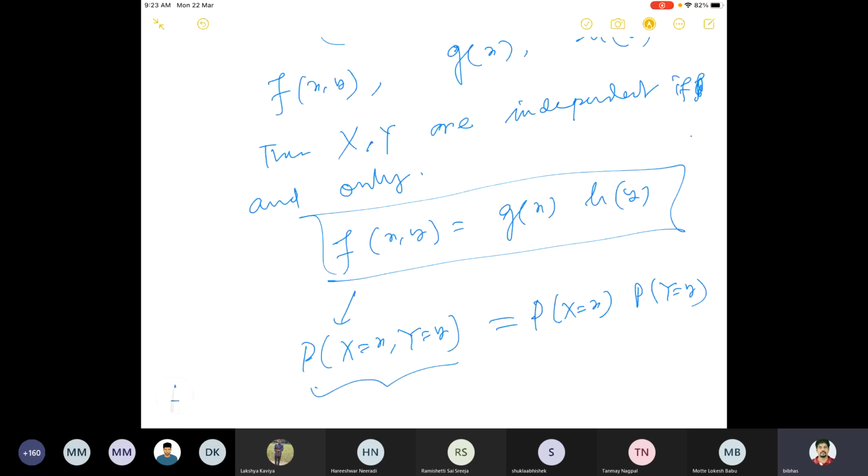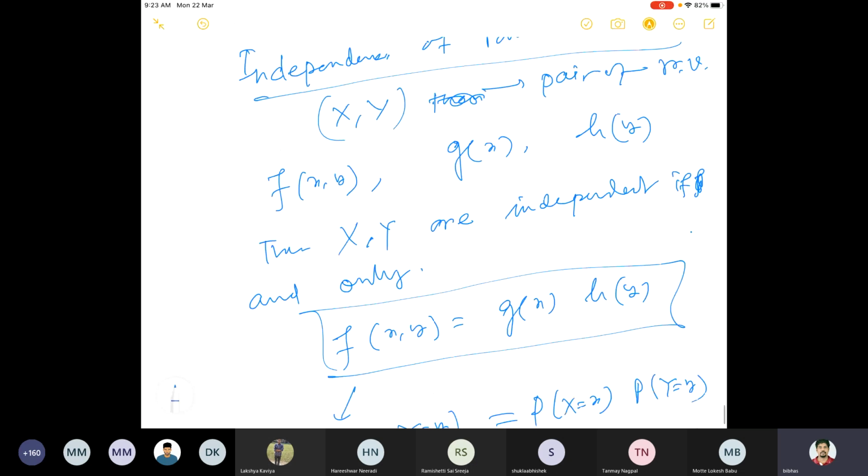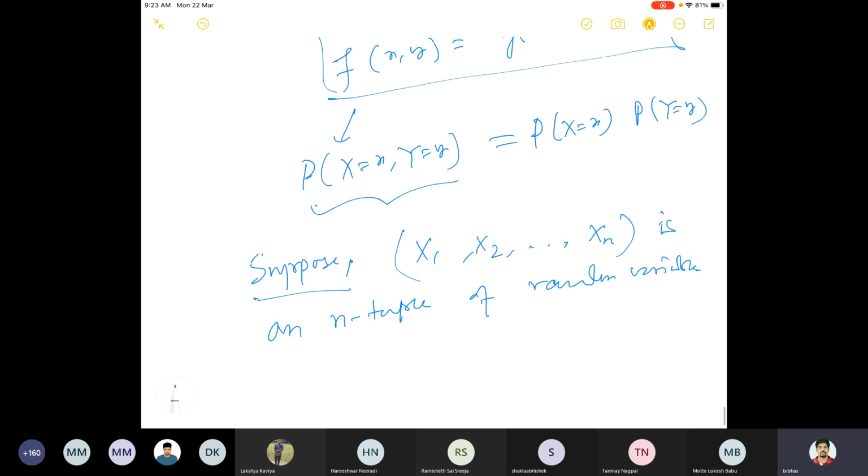We can actually extend this definition. Most of the concepts we have defined only for bivariate random variables, that means a pair of random variables. But this notion is very easy to extend, though it is not in the syllabus. Just to say how to extend this: suppose X1, X2, Xn, because if you do machine learning, you will see X1, X2, Xn. Let's say an n-tuple. Suppose this is an n-tuple of random variables, and then we say these are independent.